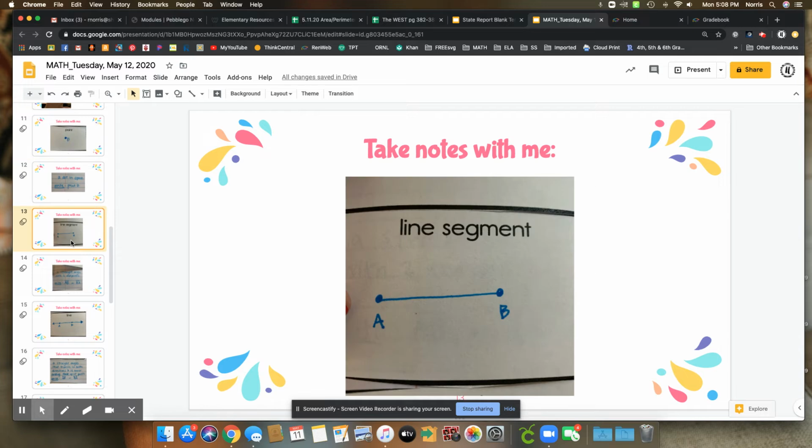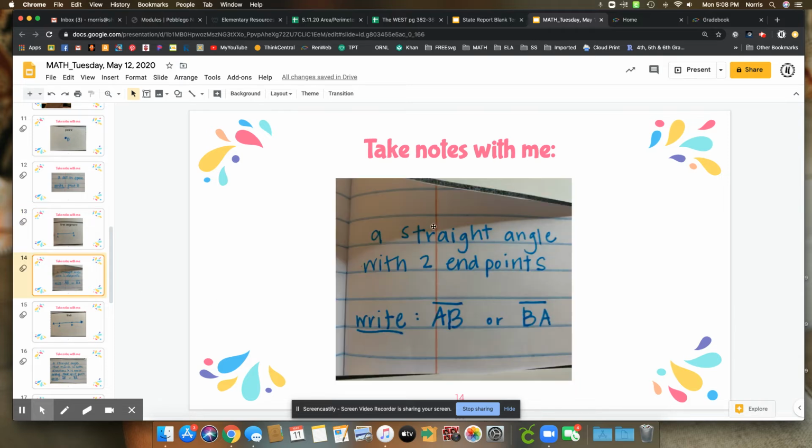So your next vocabulary word is line segment. So you would draw a line segment. A line segment has 2 endpoints, all right? So I've named my endpoints A and B. So here is your definition. It's what I just told you. It's a line that has, or a straight angle that has 2 endpoints, but this is how you write it.